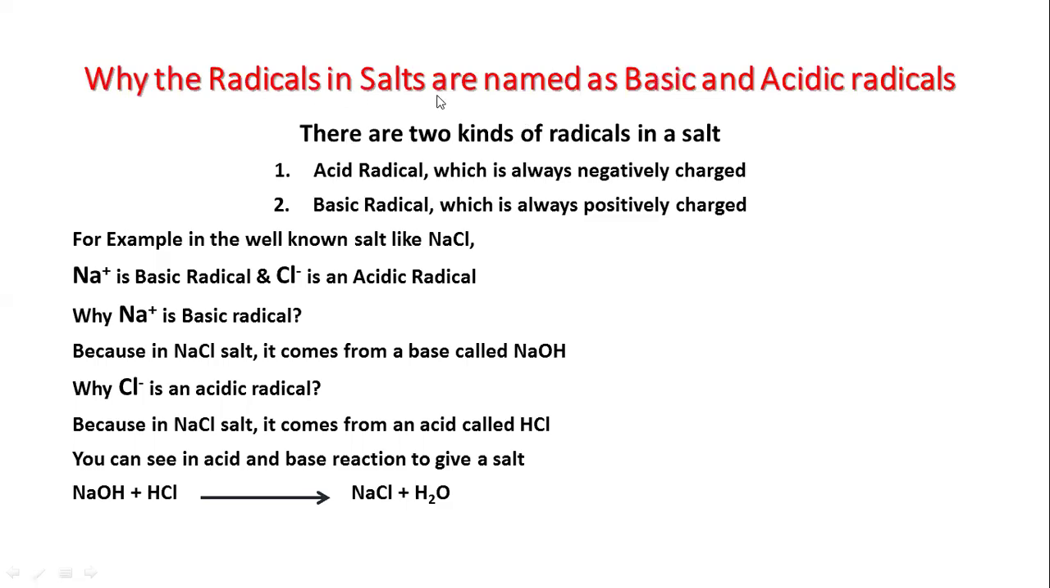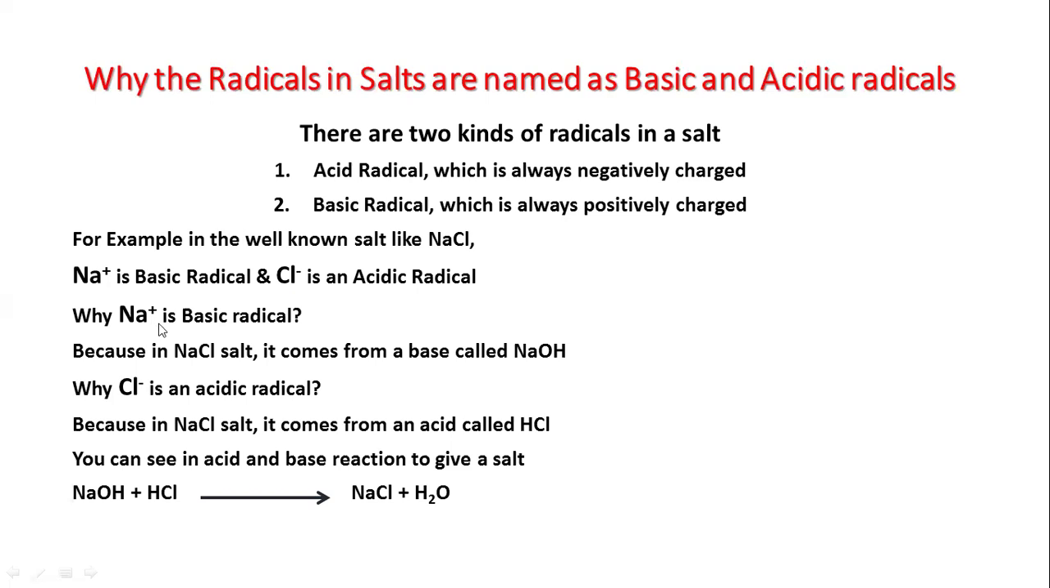Why are the radicals in salts named as basic and acidic radicals? There are two kinds of radicals in a salt. Number one, acid radical, which is always negatively charged. Number two, basic radical, which is always positively charged. For example, in the well-known salt sodium chloride, sodium is the basic radical and chloride is the acidic radical.